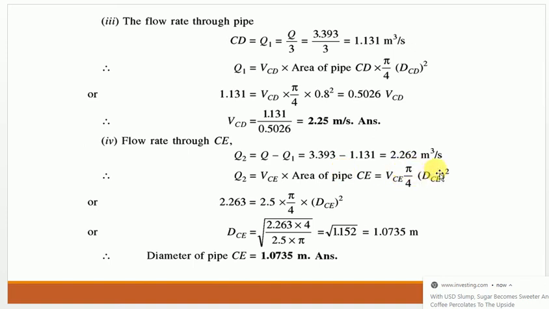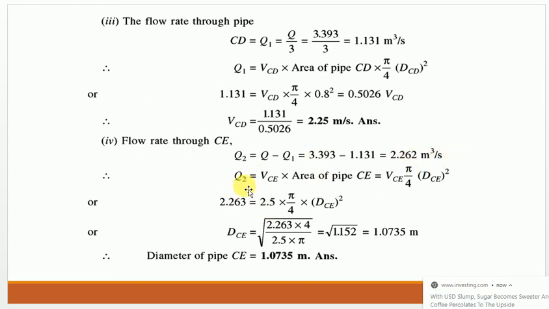So if you subtract, you can get 2.262 meter cube per second. Or if you take 2 by 3 of 3.393, sorry, you will get the same, 2.262 meter cube per second.